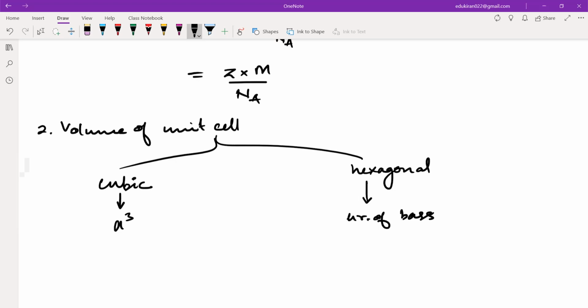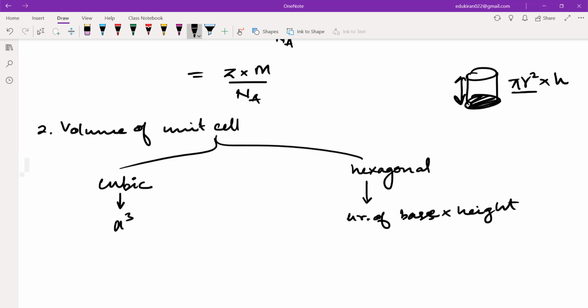Area of base into height. How? If you remember, what is the volume of a cylinder? Tell me. This is pi r square h, correct? The pi r square is what? The area of base, and h is the height.